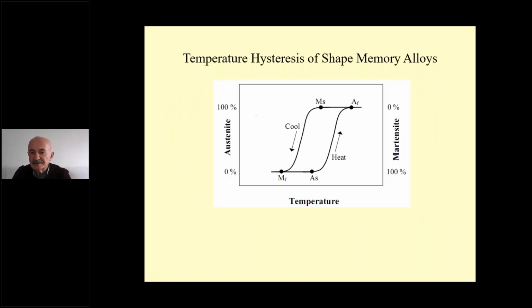This is the temperature hysteresis of the shape memory effect. As I mentioned, in the shape memory effect, thermally induced martensitic transformation occurs on cooling, and transformations start at Ms temperature and are completed at Mf temperature. After that, on heating, reverse austenitic transformations start at As temperature and are completed at Af temperature. Ms is martensite start and Mf is martensite finish temperature. As and Af are also the austenite start and finish temperatures of the material.